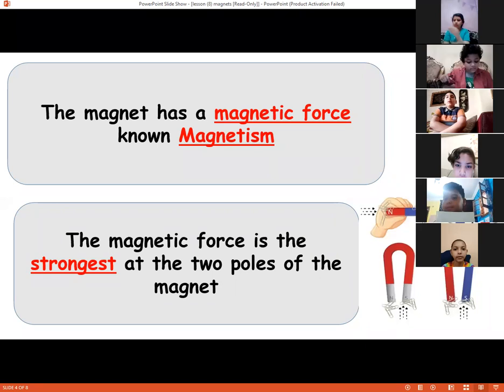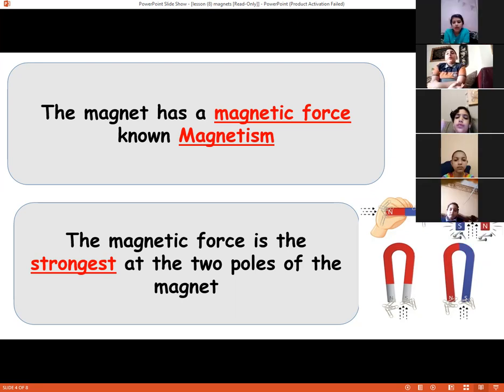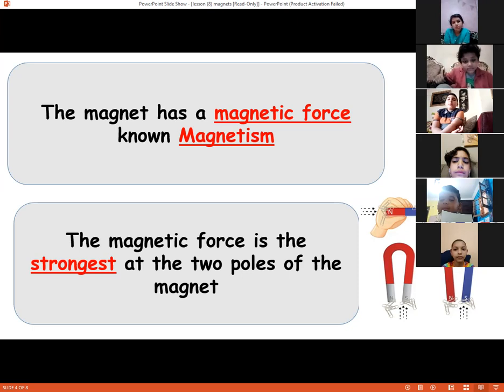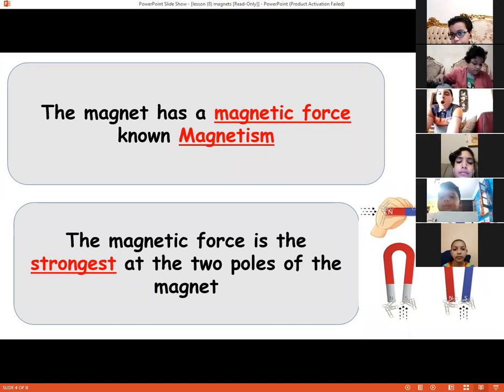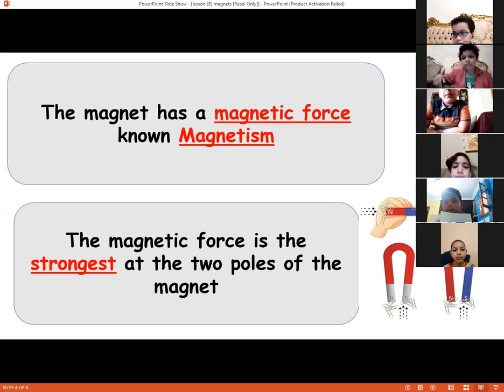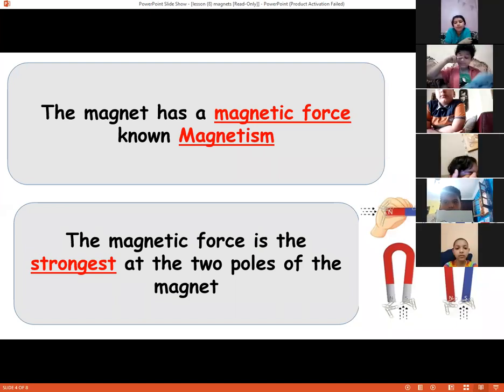It's called magnetic force. Force is equal to power. You know the power? So the magnet has magnetic force. Magnetic force, or power. I will give it a name. It's known as magnetism. Magnetism. So, Junior 3, the magnet has magnetism.